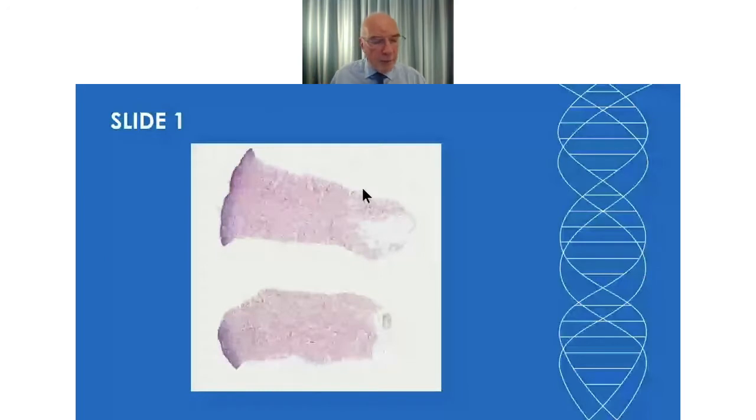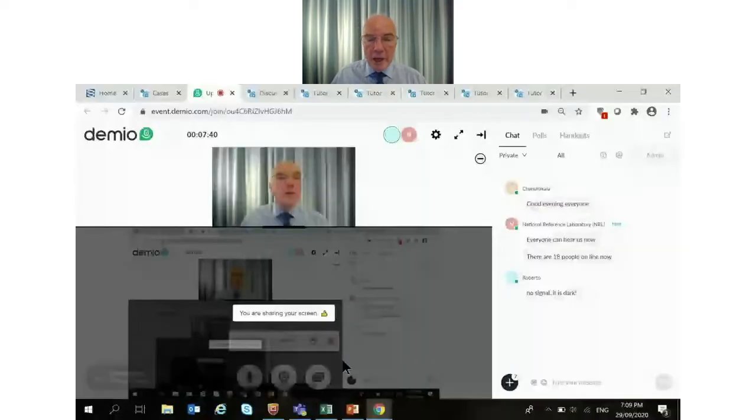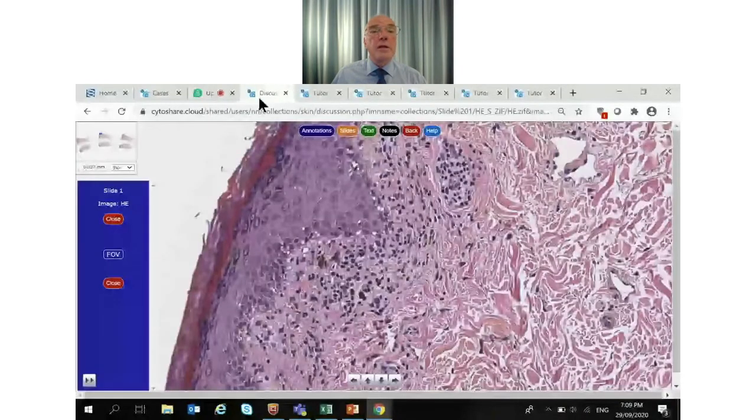At this point, I'm going to swap out of the PowerPoint and go to the digital slides that you had to look at. And here is that slide, case 1. And I hope you've all had a chance to go to the website and look at the slides. If you haven't already, then you can look at them afterwards. The slides will be available for some time.